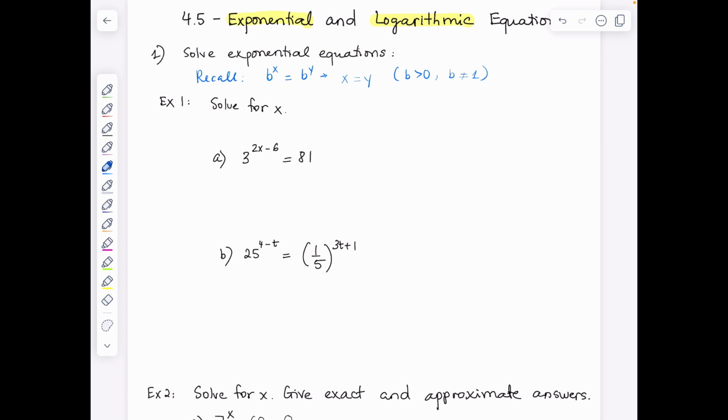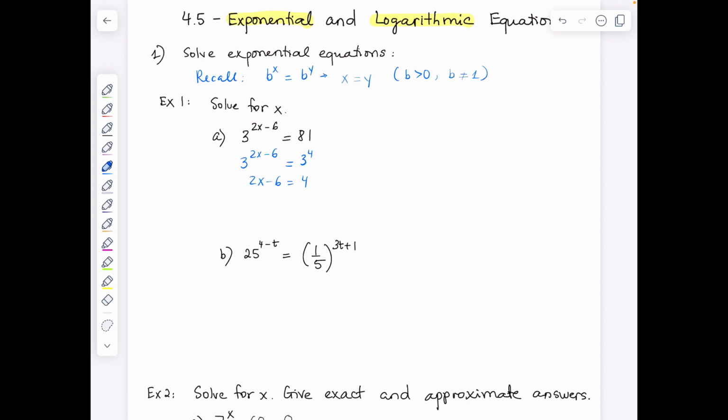property to these problems. Part A, we have 3 to the 2x minus 6 is equal to 81. So I notice that this has a base 3, and potentially we can write 81 in terms of base 3. So we have 3 to the 2x minus 6. 81 is the same as 3 to the 4th power. And because the two bases are the same, they're both 3, so you can set the exponents equal to each other using the equivalence property that we just went over.